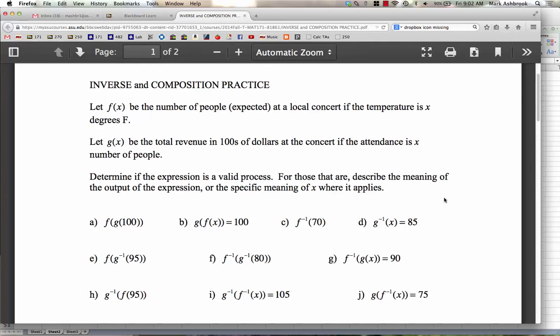It says, let F be the number of people expected at a local concert if the temperature is X degrees Fahrenheit, and let G be the total revenue in hundreds of dollars at the concert if the attendance is X number of people. Determine if the expression is a valid process. All these expressions are created from the functions F and G and their inverses, and what we're after is, does it make sense? Is it a valid expression or not? And if it is, describe the meaning of the output or the meaning of X as it applies. For those that are valid, we want to unfold it and describe what's really going on there.